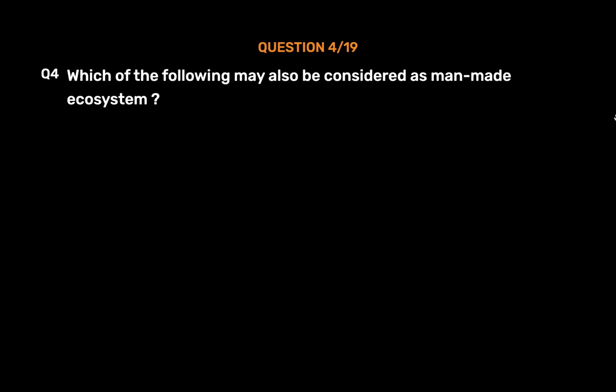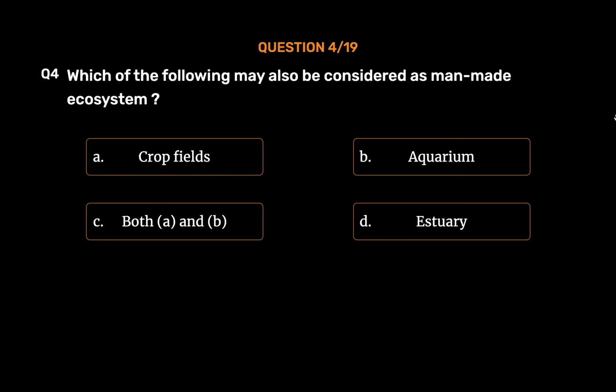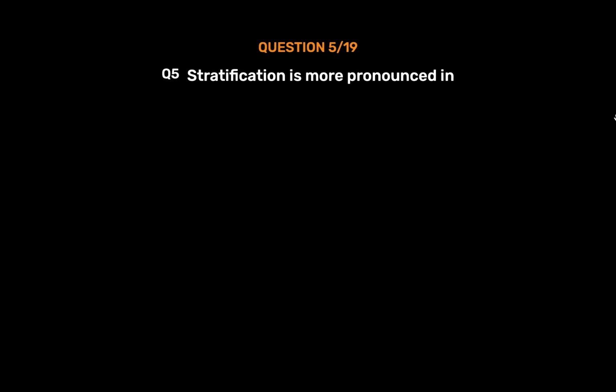Question number 4. Which of the following may also be considered as a man-made ecosystem? Option A. Crop fields. Option B. Aquarium. Option C. Both A and B. Option D. Estuary. The correct answer is Option C. Both A and B.